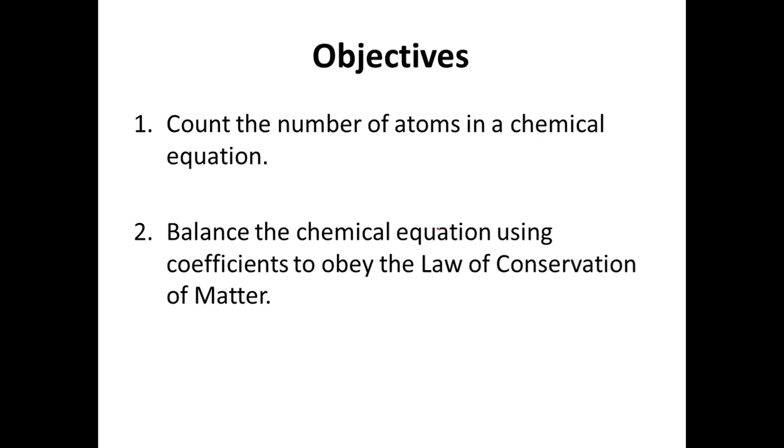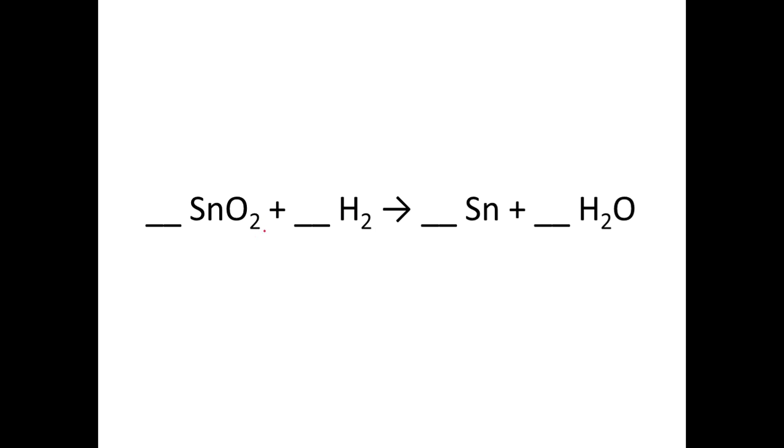Let's get into some examples. First, we're going to want to be able to count the number of atoms in a chemical equation. And secondly, we're going to want to balance the equation using those coefficients we talked about, in order to obey the law of conservation of matter. So let's start with one. We'll take it nice and slow, making sure we cover all our ground before we get into other examples. When I'm given a chemical equation like this, I see that I have these blanks here. This is where I'm going to put my coefficients when everything is balanced.